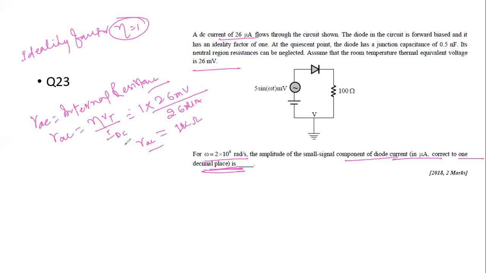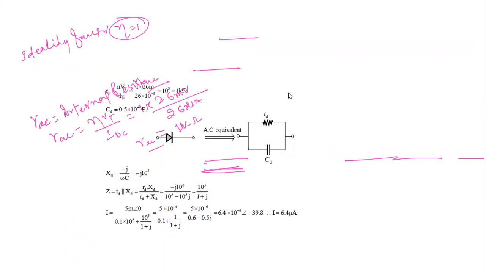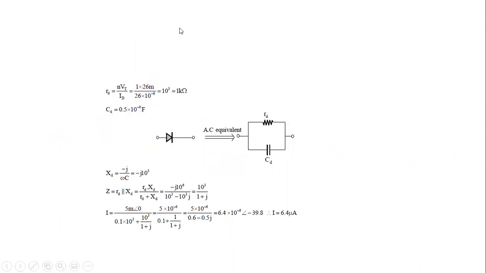Now we have to find IAC, the AC current. So how can you find the AC current? Just find the AC current. RAC is equal to 1 kilo ohm.